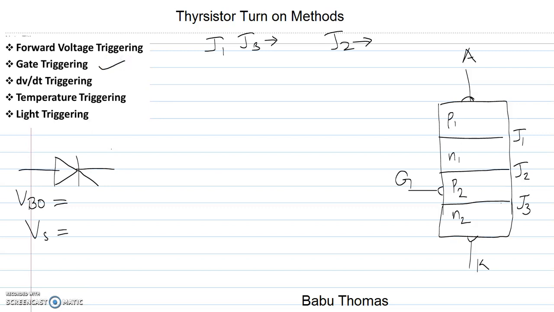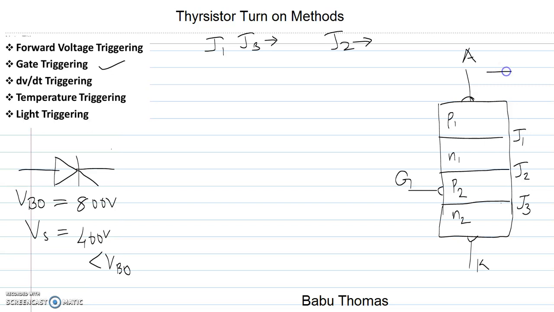Now we are going to discuss the gate triggering method of turning on the thyristor. For that purpose, consider a thyristor which has a rated breakover voltage of 800 volt, and you are connecting it across a working voltage of 400 volt. Since this working voltage is much lesser than the rated breakover voltage, the device will not go into conduction mode by forward voltage triggering.